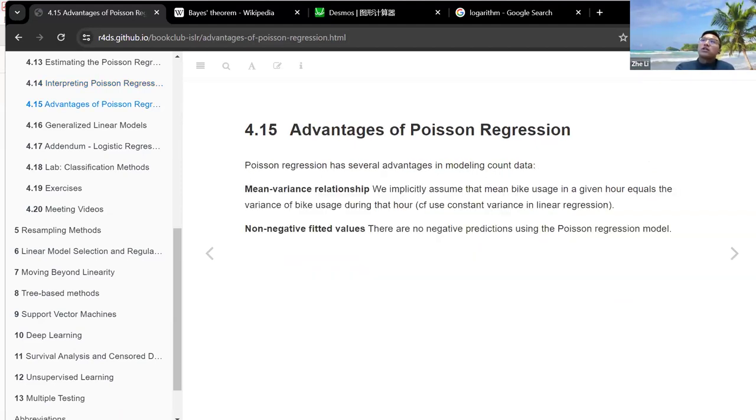So the advantage here is that we can relax our assumption of the common variance. We can use this model to represent the mean-variance relationship in this case, and also this result will not get a negative value, because the result we want to predict is the log value of a positive probability of some case happening here. So this model fits our case.